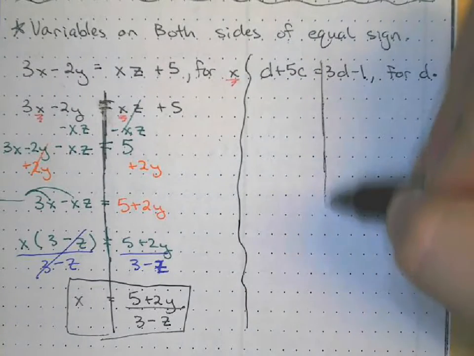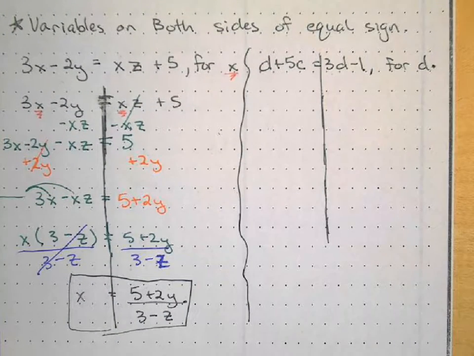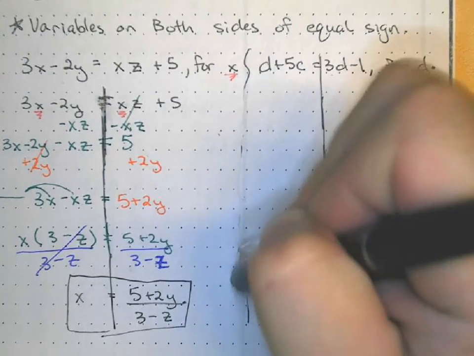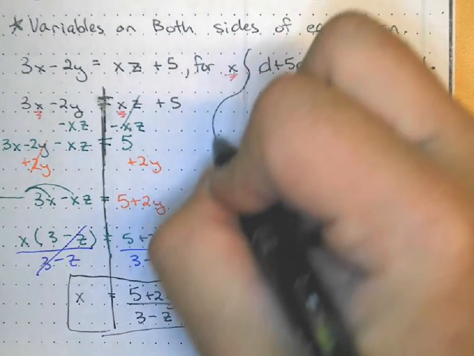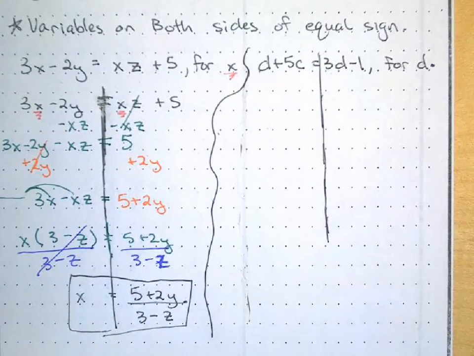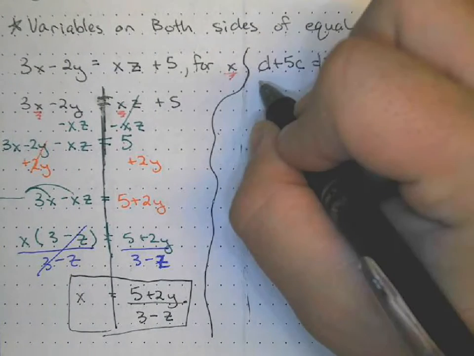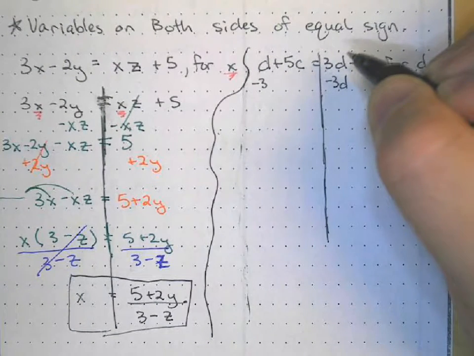Okay, so I'm going to draw my line to help me organize. Let's make a little bit more space over here for my writing. So the first thing I want to do is get all my d's to one side. So I'm going to subtract 3d from both sides.